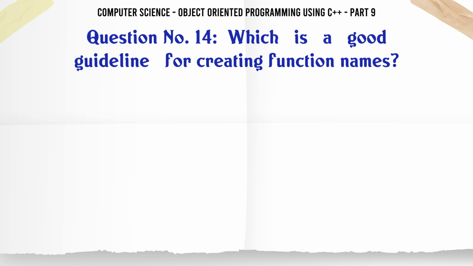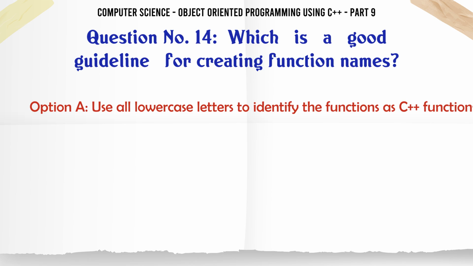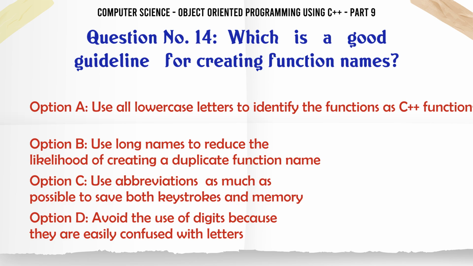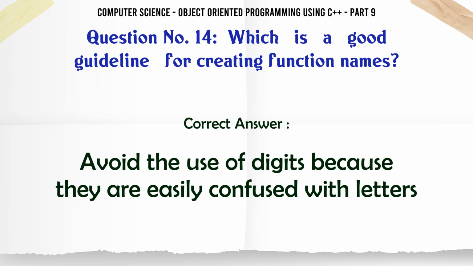Which is a good guideline for creating function names? A. use all lowercase letters to identify the functions as C functions. B. use long names to reduce the likelihood of creating a duplicate function name. C. use abbreviations as much as possible to save both keystrokes and memory. D. avoid the use of digits because they are easily confused with letters. The correct answer is avoid the use of digits because they are easily confused with letters.